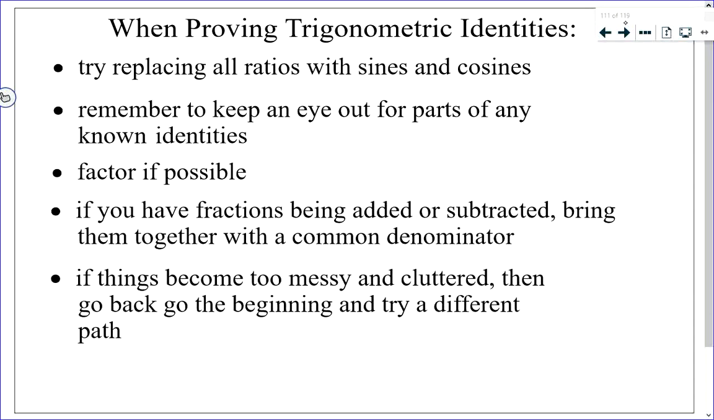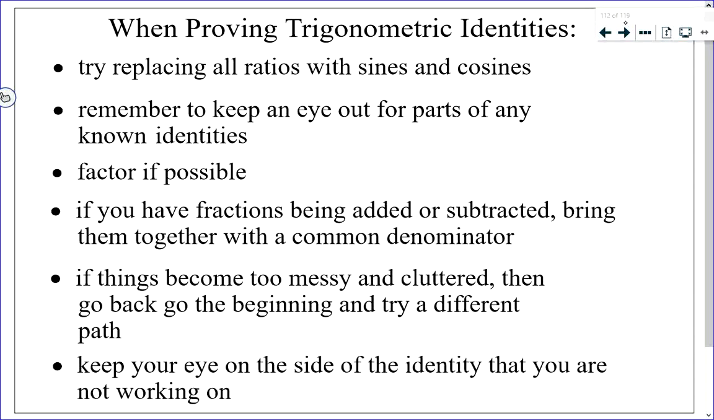But if things become too messy and cluttered, then go back to the beginning and try a different path. There's one more thing, though, when you're proving an identity. You get focused on working on, say, the left-hand side. Keep your eye on the other side of the identity so that you know what it is you're after.